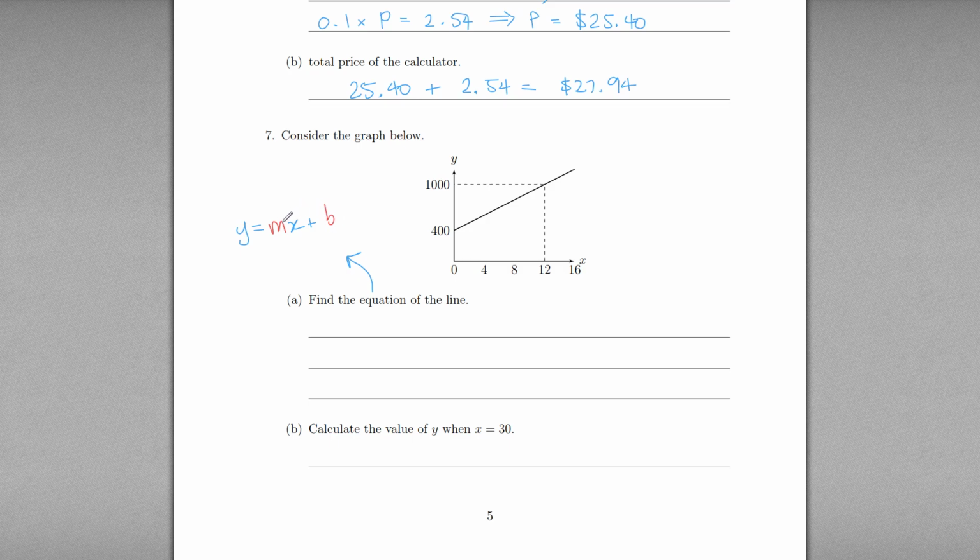Alright, so these are the two ingredients we need for any line's equation. Okay, we need m, which is the gradient, and we need the b, which is the y-intercept. Okay, so gradient was the slope, or this was the rise over run. The y-intercept is where the line touches the y-axis. So let me do this one first. Where does the line touch the y-axis? So it comes down, comes down, comes down, touches the y-axis right there, so that's going to be 400.